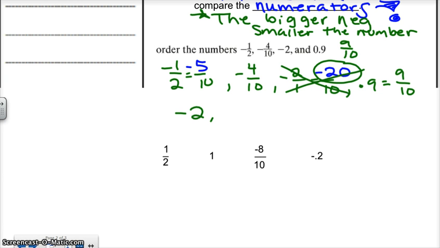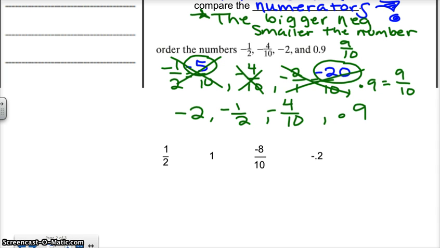Griff, what's the next biggest number? Negative 5. And how was negative 5 given to me? Negative 1/2. Yep, so I'm going to write negative 1/2. Okay, what's the next biggest number? Jake? Negative 4/10. And that was already given to me in its original form. And then lastly, 9/10, which was given to me as a 0.9.